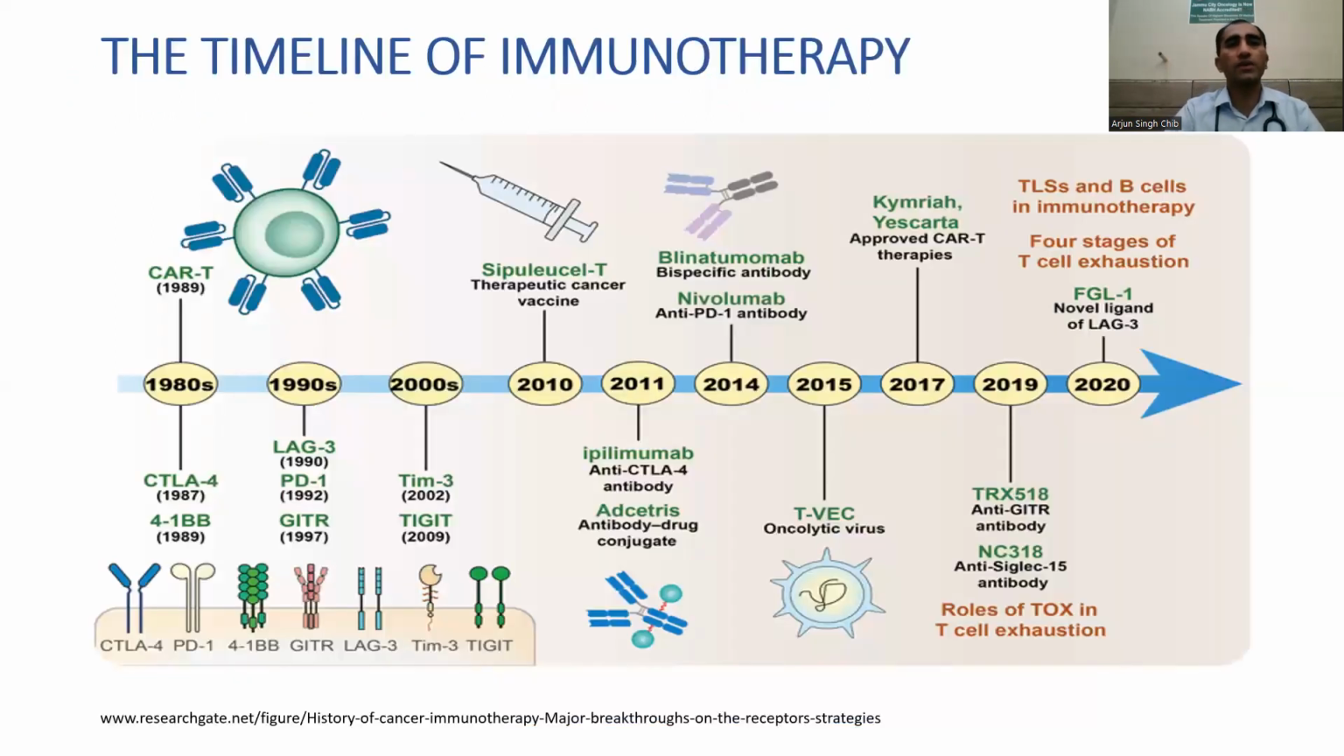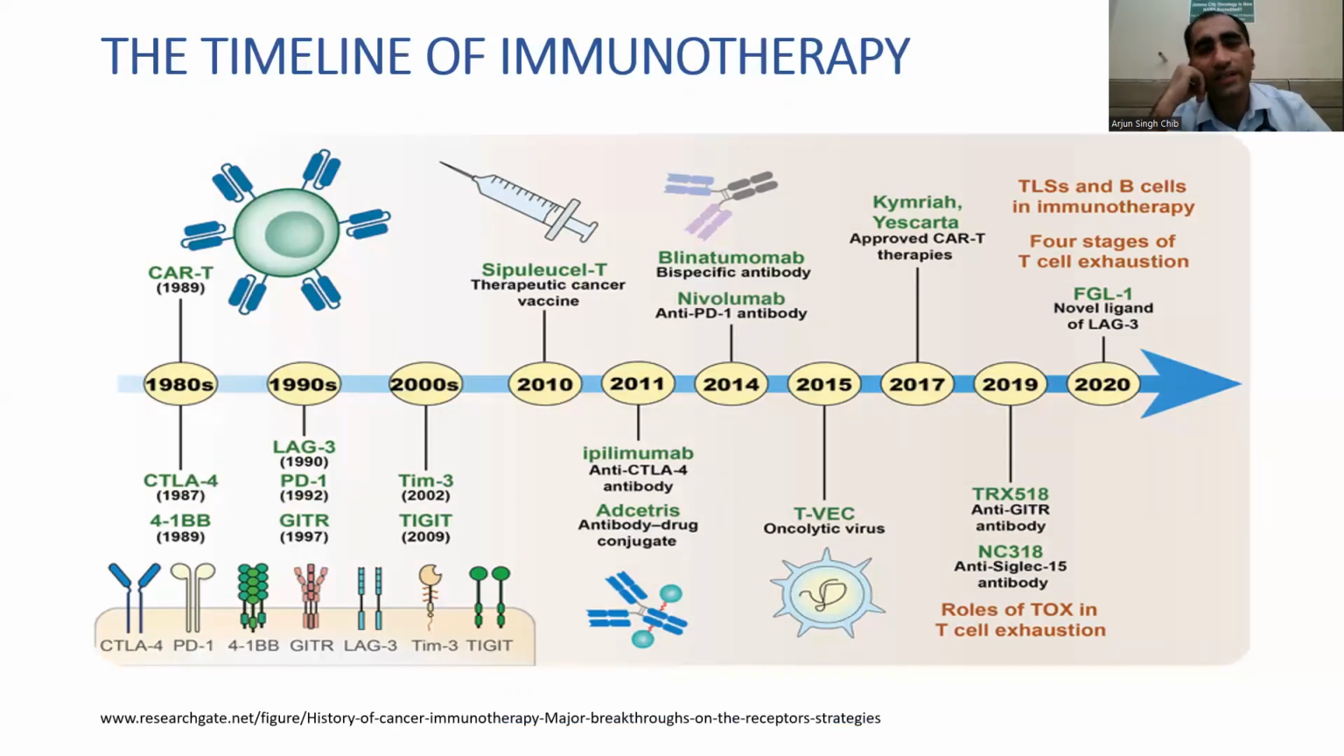And if you see in this picture, there is a timeline of immunotherapy. We started in 1980 from the base, with CTLA4 and CAR T cells, and now in 2022-23 we have achieved so much, with so many drugs recently added.